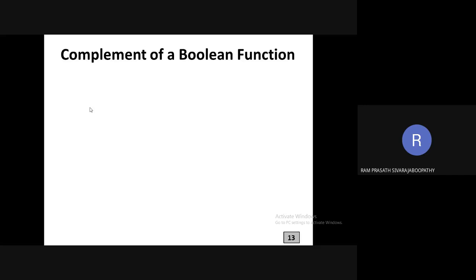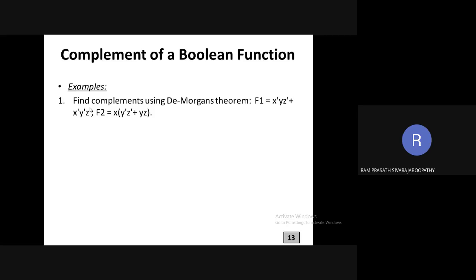எனக்கு ஒரு Boolean function மினிமைஸ் பண்ண முடியல, அப்ப என்ன பண்ணலாம்? மேபி காம்ப்ளிமெண்ட் எடுத்து மினிமைஸ் பண்ணிட்டு ஒரு நாட் கேட் போட்டுக்கலாம் அவுட்புட்ல. கிளியர்? So that and all we can do. Fine. We will see example. Here we have two function f1 equal to x bar y z bar plus x bar y bar z. Okay. Then another function is x dot y bar z bar plus y z.